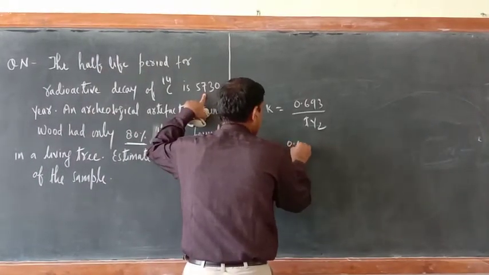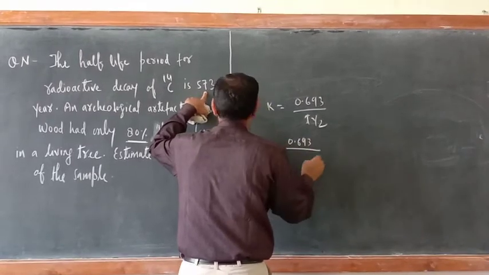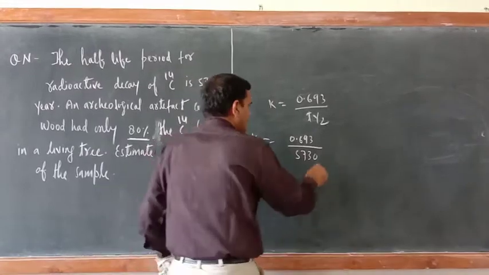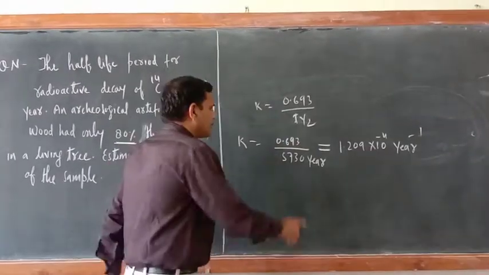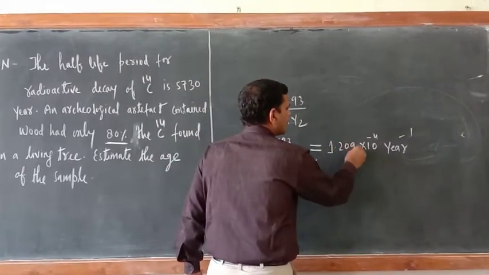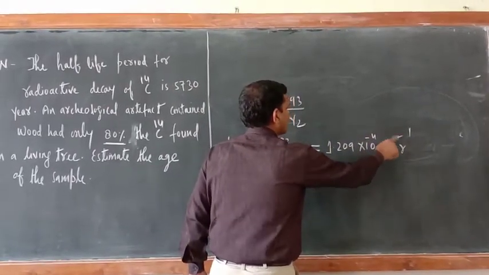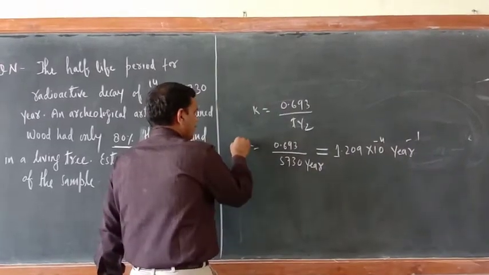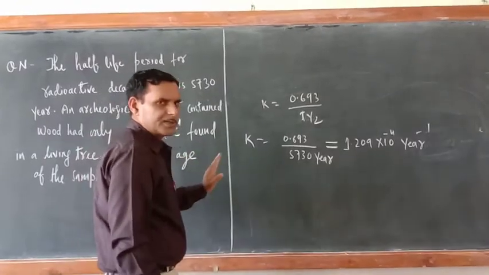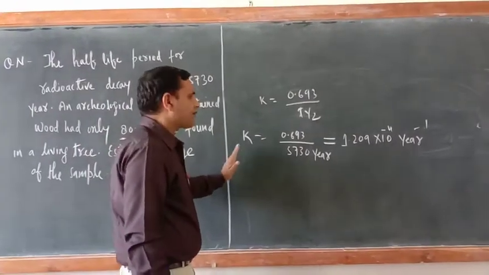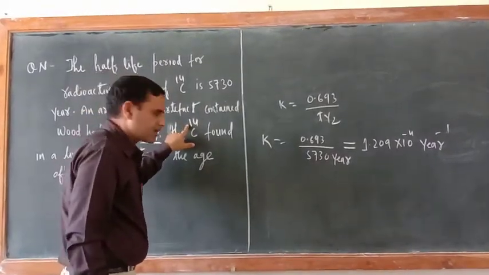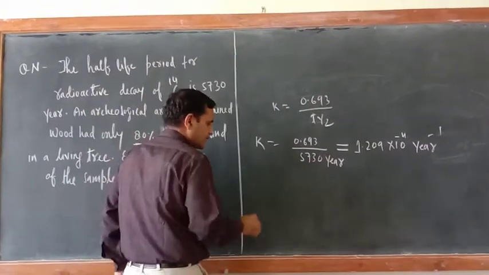So 0.693 divided by 5730. You solve this one. So dear cadets, if you solve this, you will get 1.209 into 10 raised to the power minus 4 year inverse. In this way you have got the value of K. Now you know the radioactive disintegration is directly proportional to the number of carbon-14 atoms. So we have to apply this formula.